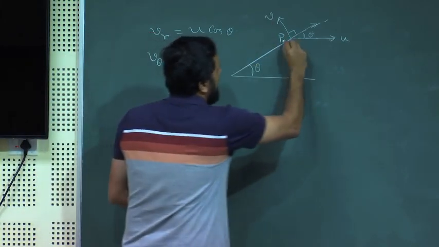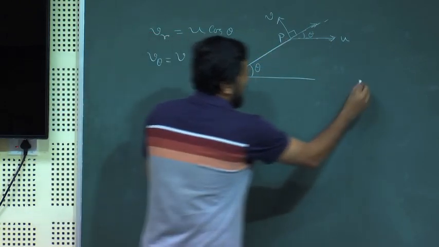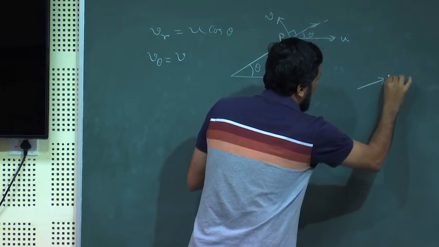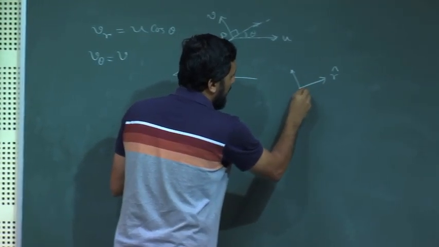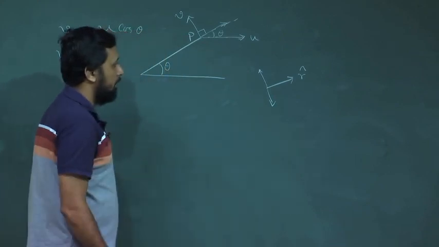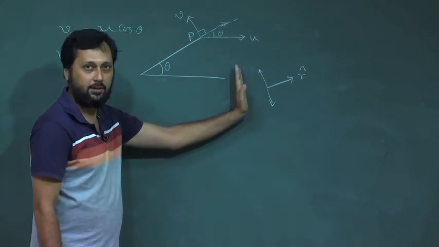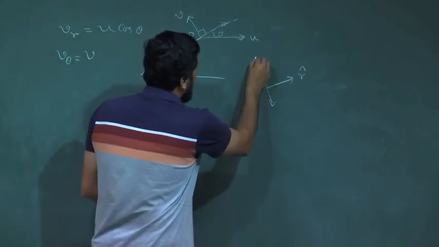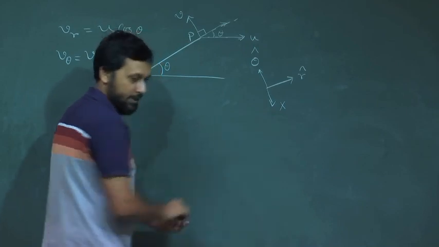So, if this is the direction of r cap, which one will be the direction of theta cap, this or this? The standard convention is we go in the anti-clockwise direction. So, if this is r cap, this is our theta cap, not this one. This is minus theta cap, right?